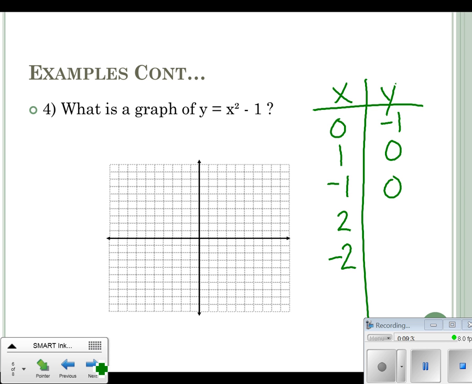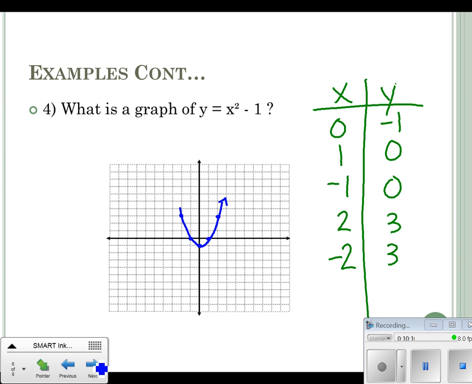Then I'm going to put in 2. 2 squared is 4. 4 minus 1 is 3. And I'm also putting in negative 2 squared. Negative 2 times negative 2 is also 4. 4 minus 1 is 3. So you can see here that when I put in a value and then the opposite, I get the same thing. And so when we plot this, 0, negative 1, 1, 0, and negative 1, 0, and we get, let's see, 2, 3, and negative 2, 3. And we connect them because this is a function here where parts of wholes work.